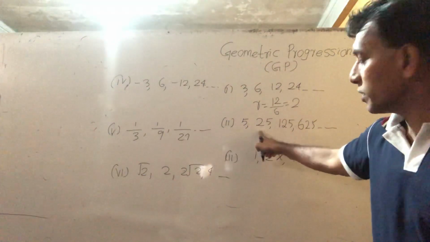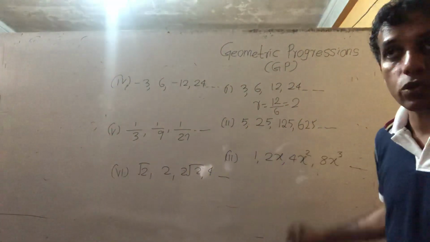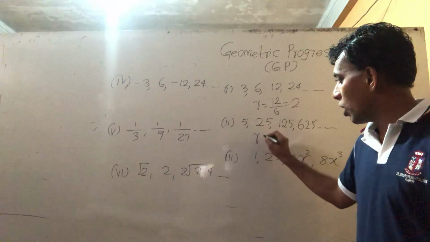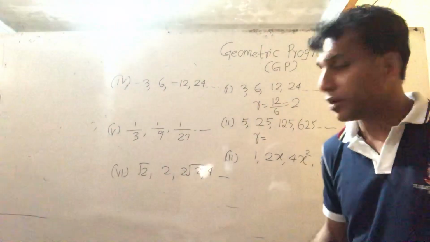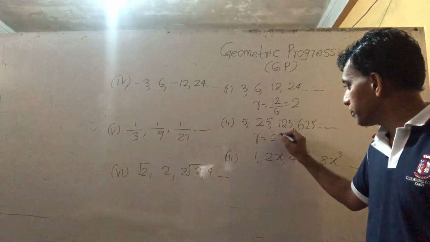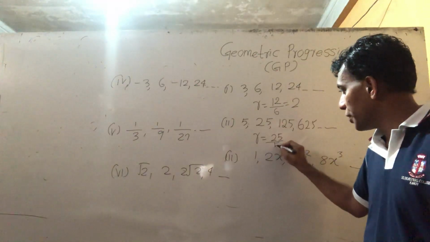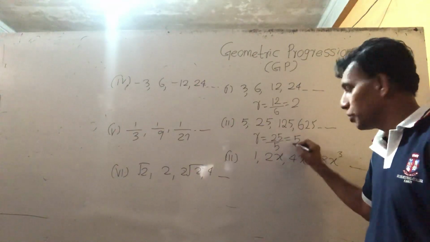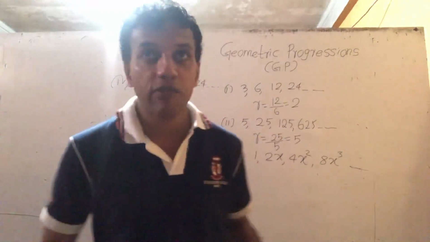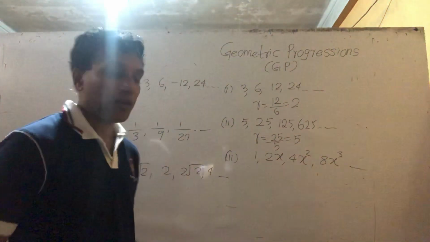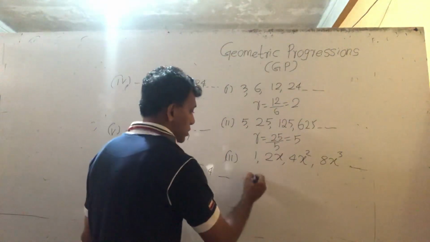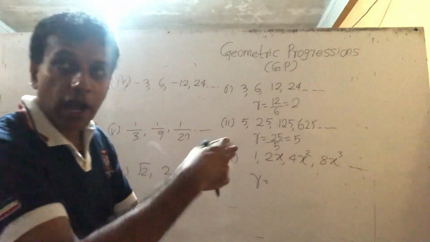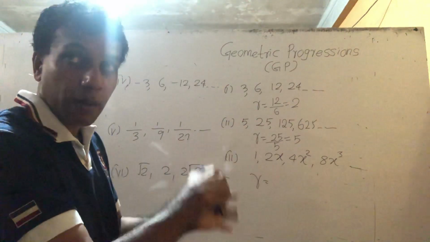See, 5, 25, 125 and so on. So common ratio R. How to find that R? 25 divided by 5, that is 5. Common ratio is 5. You take any term behind and divide by its previous number.